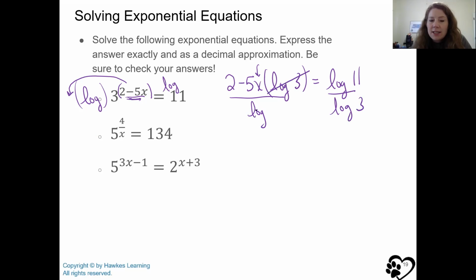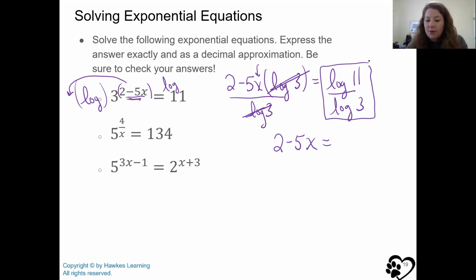So this is gone and this is gone, log of 3. So what am I left with on this side of the equal sign? I'm left with 2 minus 5x equals, this goes directly in your calculator. So in my calculator, I'm pulling up a fraction bar. I'm typing in the log of 11, arrow down, and then I'm putting on the bottom the log of 3. Log of 11 over the log of 3.